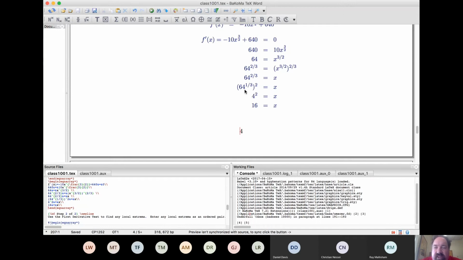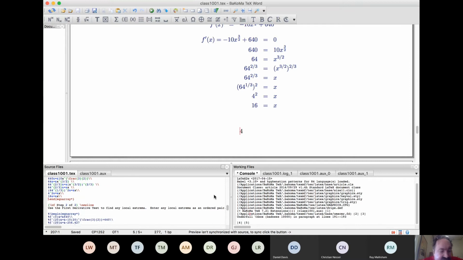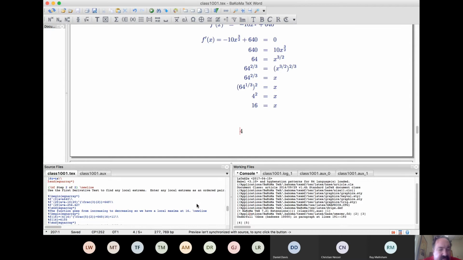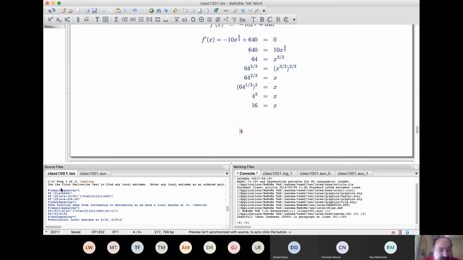So yes, you could use your calculator, but now and then in some of these problems you're dealing with fractional exponents. You have to choose numbers where things still work out to a nice number. Okay, so now that we have a critical value at x equals 16, we go ahead and check if it's the maximum, minimum, or neither one.